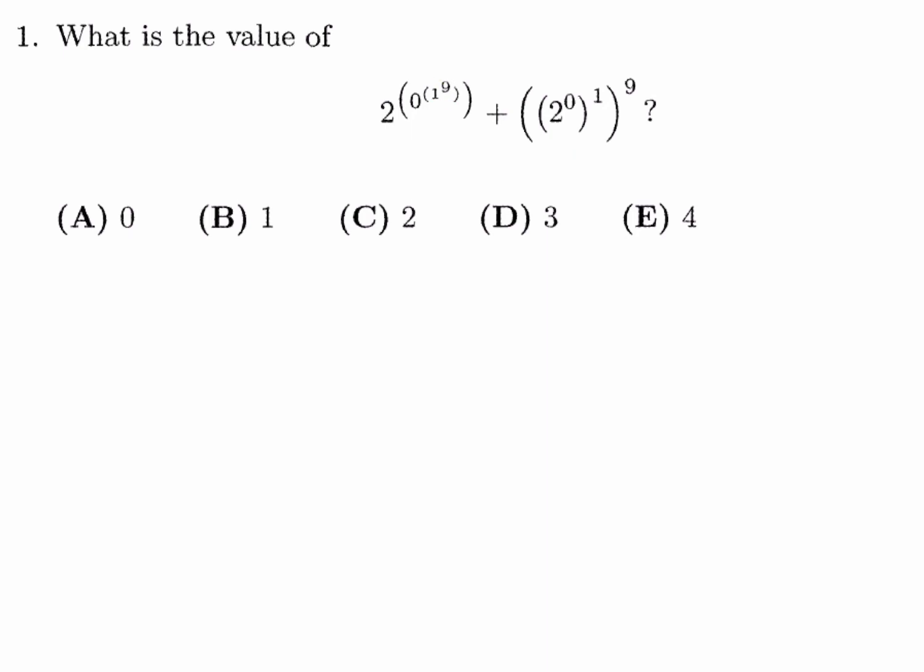1 to the power of 9 is 1. 0 to the power of 1 is just 0. So this is just 2 to the power of 0. Here we have 2 to the power of 0, which is 1. And then 1 to the power of 1, and then to the power of 9, that's just going to be 1. So in the end, we have 2 to the power of 0, which is just 1, plus 1, and that, of course, is 2. So number 1, the answer is C.